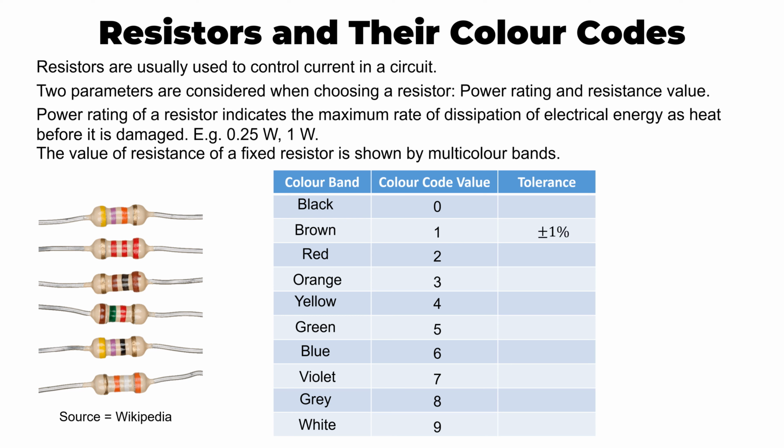Some color bands represent tolerance as well. So the brown color is a tolerance of plus minus 1%, red plus minus 2%, green plus minus 0.5%, blue plus minus 0.25%, violet plus minus 0.1%, gray plus minus 0.05%, and 2 additional colors, which are gold plus minus 5% and silver plus minus 10%. So you need to remember all these color bands, their color code value and tolerance.